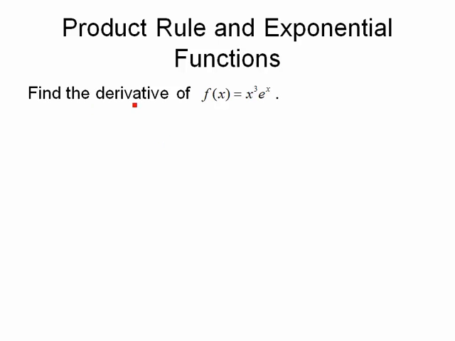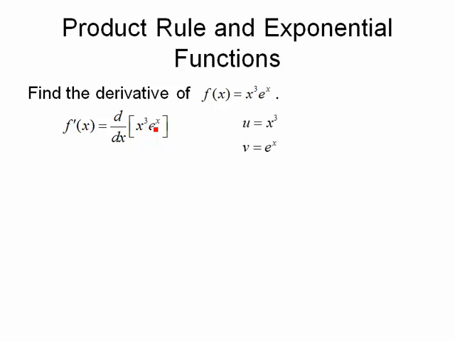So let's find the derivative of f of x equals x cubed times e to the x. So I'm going to call this derivative f prime. And to take the derivative of x cubed times e to the x, I'm going to notice that that's a product. And I need to break this up into the two parts of the product, which I'm going to call u and v. And now I'm going to go ahead and take the derivatives of those and apply the product rule.